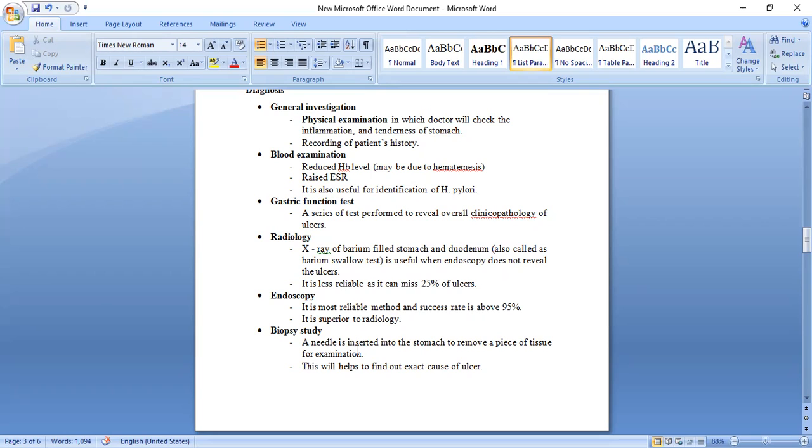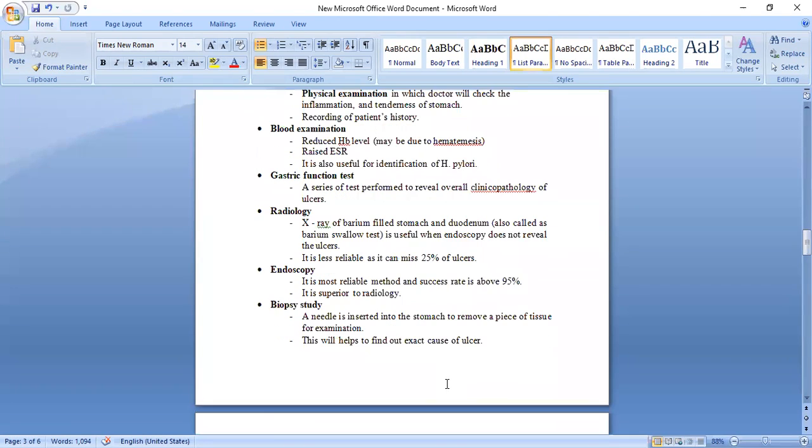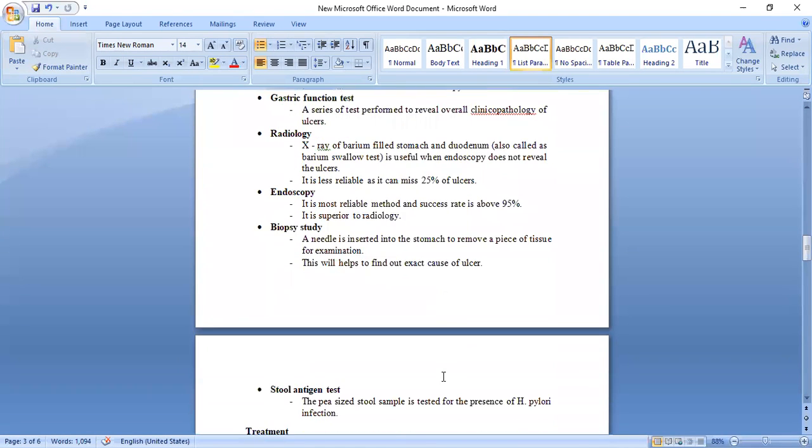Now biopsy. A needle is inserted into the stomach to remove a piece of tissue for examination. We check that piece of tissue and can diagnose which disease is there. This will help to find out the exact cause of the ulcer, which the doctor will understand.